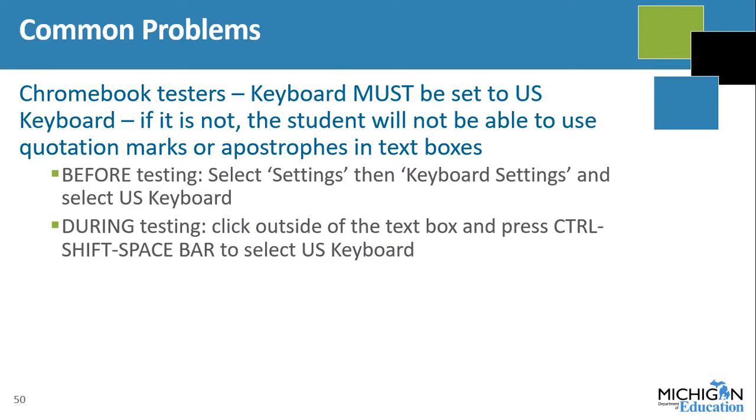Students testing on Chromebooks who have the wrong keyboard setting, US International Keyboard, will not be able to use the quotation marks or apostrophes while in text boxes. To resolve this issue before testing begins, choose Settings on the Chromebook, then choose Keyboard Settings, and be sure US Keyboard is selected. If this happens during testing, have the student click outside of the text box, then press Ctrl-Shift-Spacebar, which will bring up the option to select the US Keyboard setting.